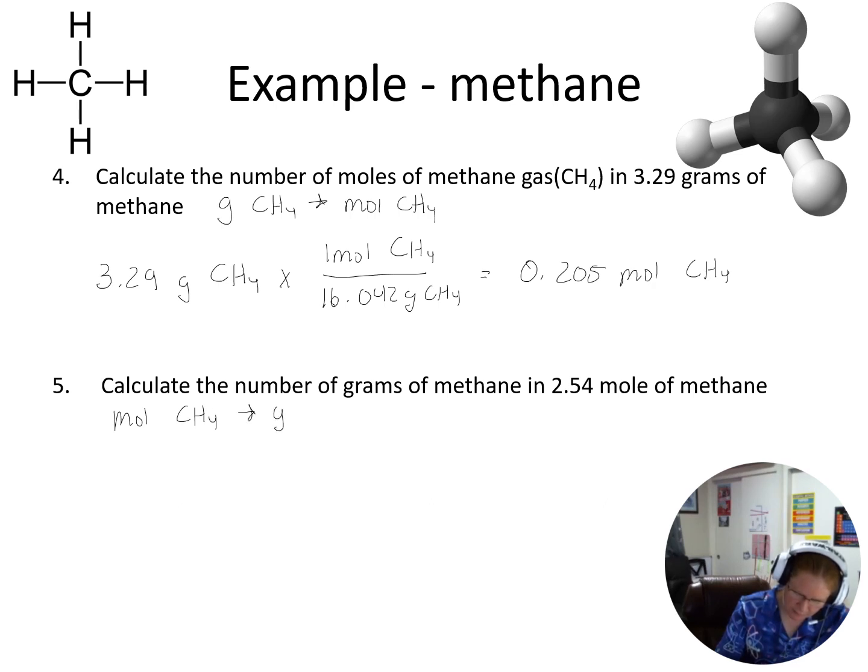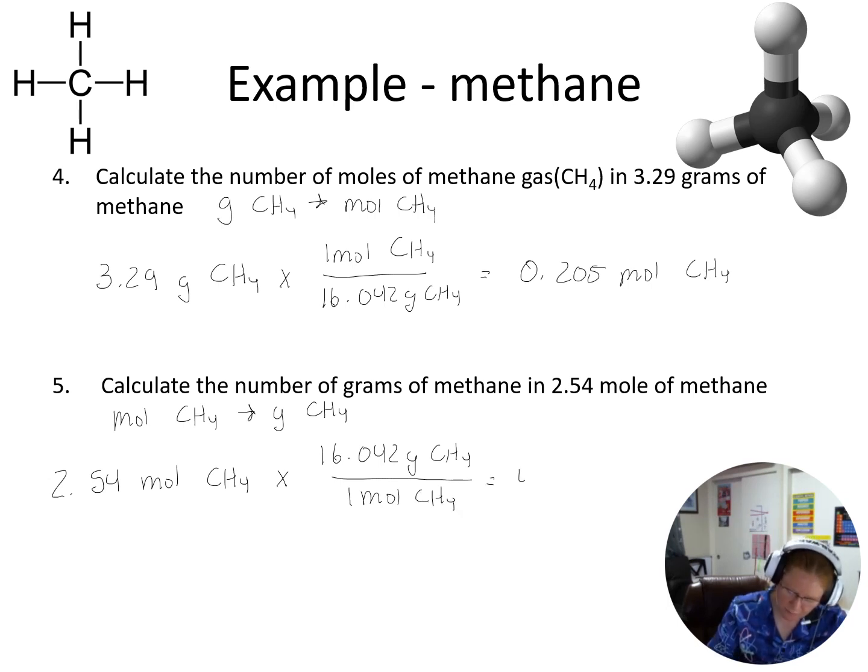All right, now we're going to go from moles to grams. Again, we need the molar mass for that, so we'll take our 2.54 moles. We have 16.042 grams in every 1 mole. Okay, and so we get 40.7 grams.